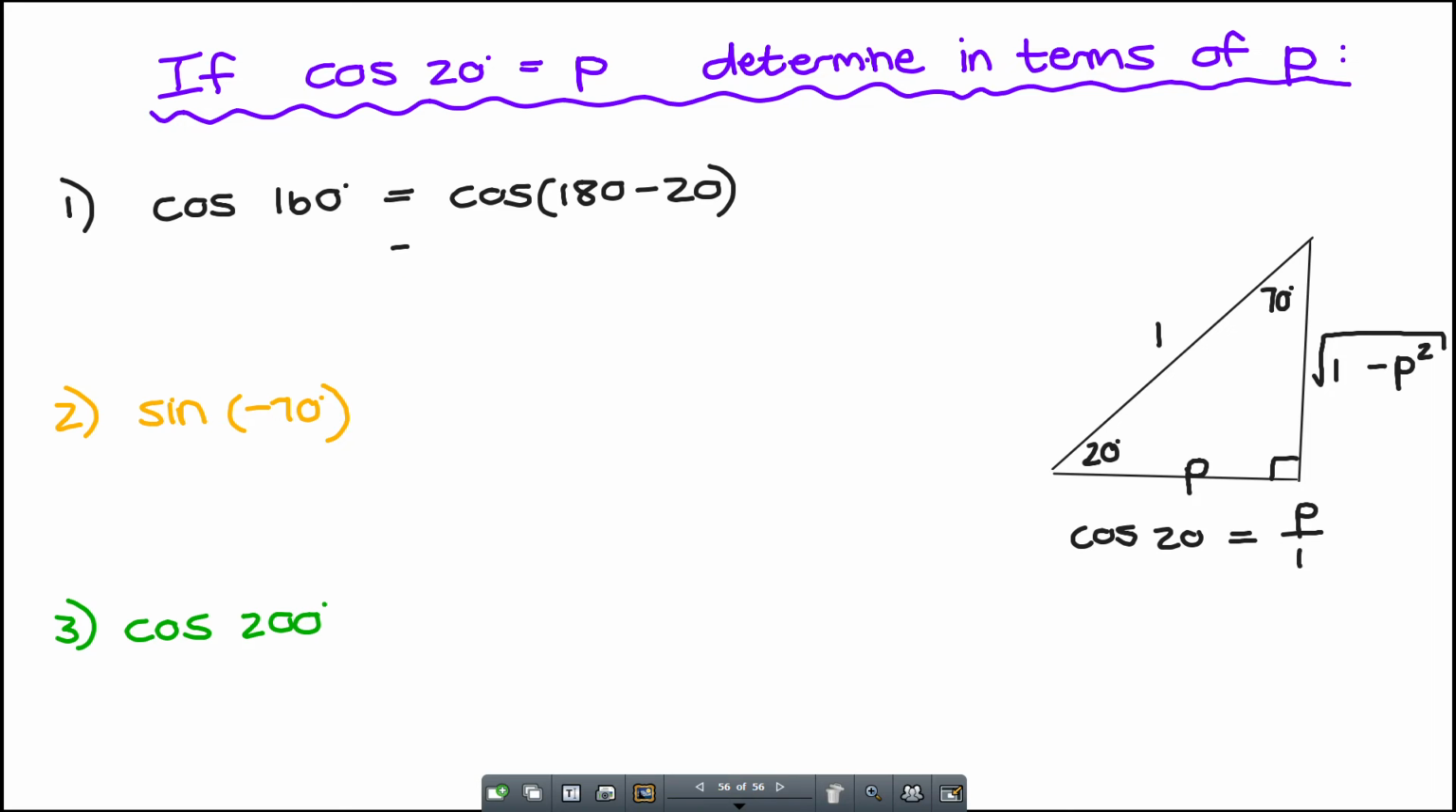Okay. So that cos 180 minus places me in the second quadrant. Wat is cos daar? Negatief. So that's minus cos 20. Okay. Nou kan ek sê minus, en wat is cos 20 nou weer? Kyk gou daar. Aangrensend op skuins, P over 1, which is just P. So now it is in terms of P. You guys get it?